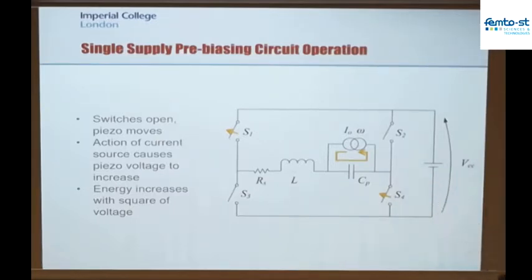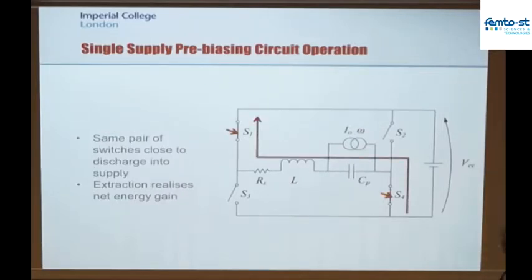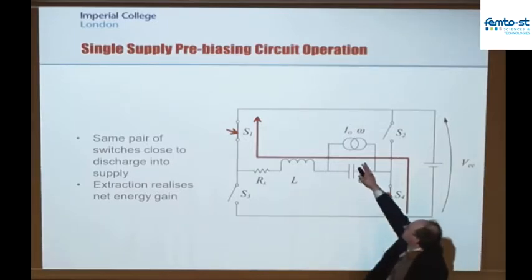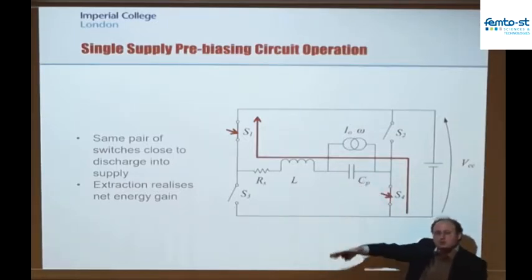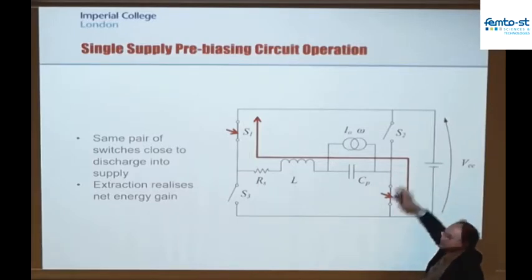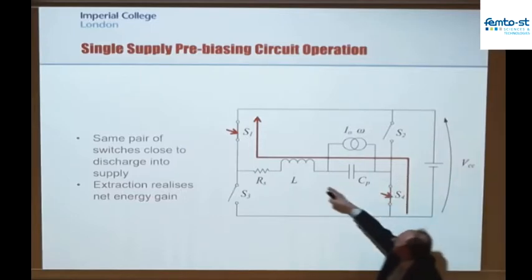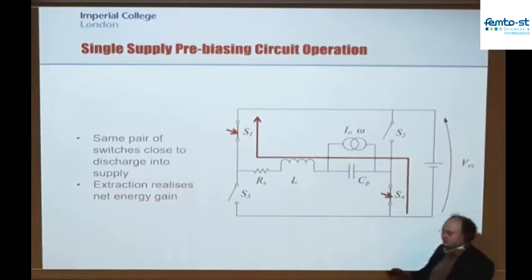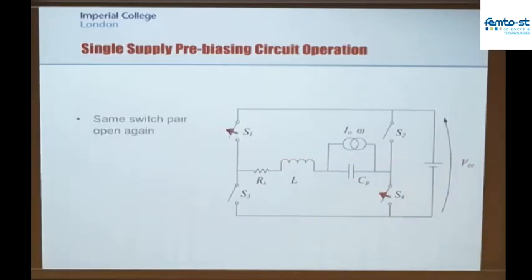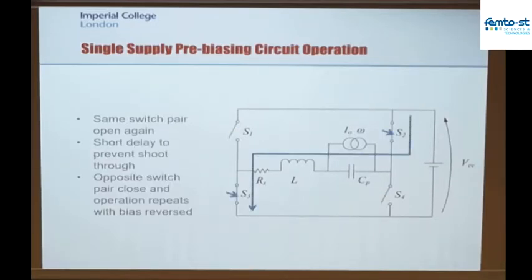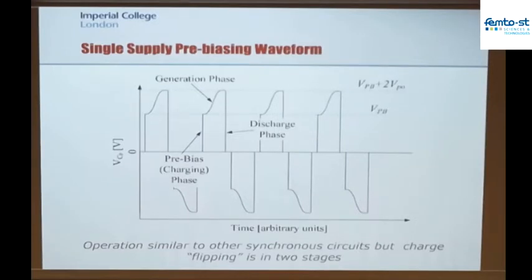It generates, therefore, an additional voltage internally because of the action of its own current source. I close the same 2 switches again because now the voltage on here, because of the movement of the device, is now in excess of the DC voltage that I primed the device with. That means that current actually flows back out of the device, back into the battery. I then open those 2 switches again, and I close the other 2 switches, and I do exactly the same thing in the opposite direction. And I get this sort of waveform.